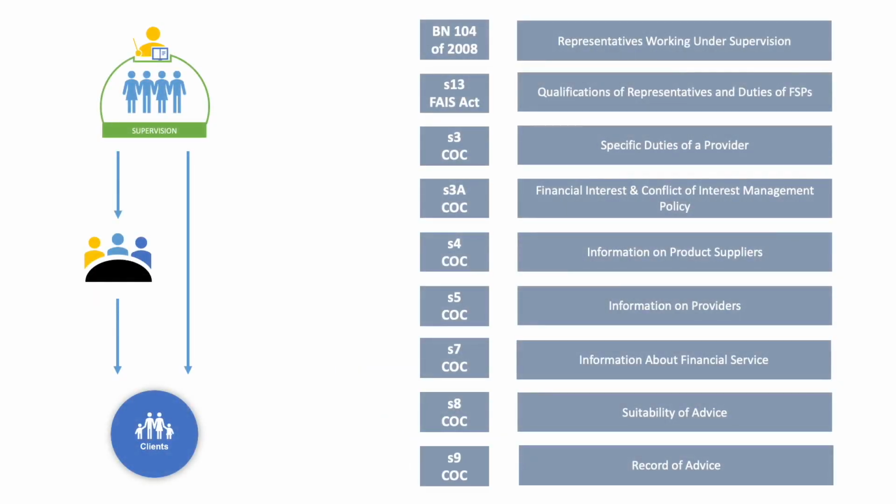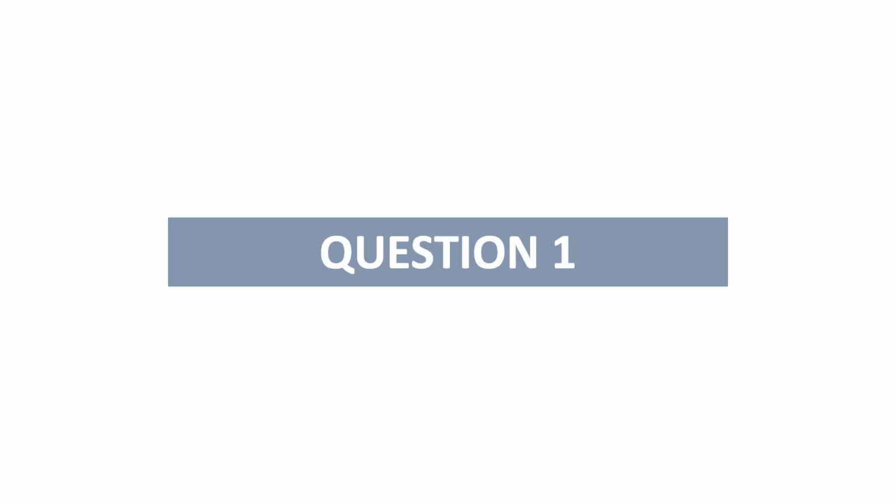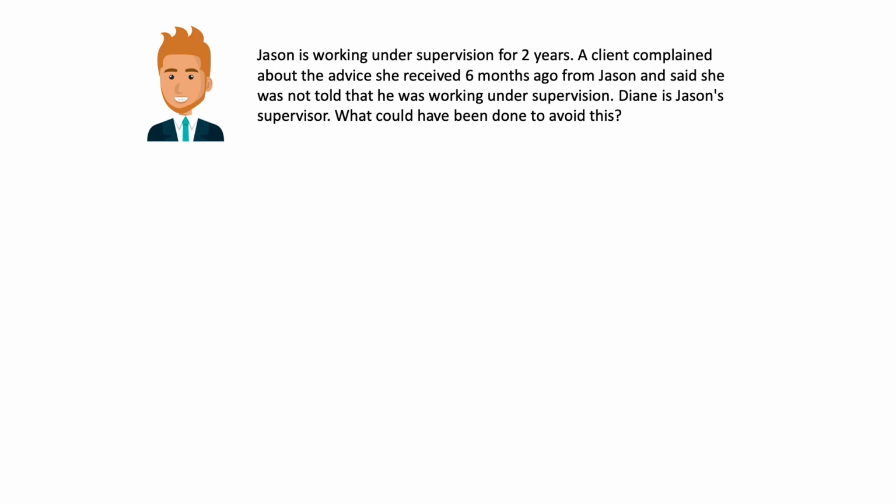We have now covered all the sections relating to the disclosure requirements for a representative under supervision. We will now go through some possible questions. Question 1. Jason has been working under supervision for 2 years. A client complained about the advice she received 6 months ago from Jason and said she was not told that he was working under supervision. Diane is Jason's supervisor. What could have been done to avoid this?